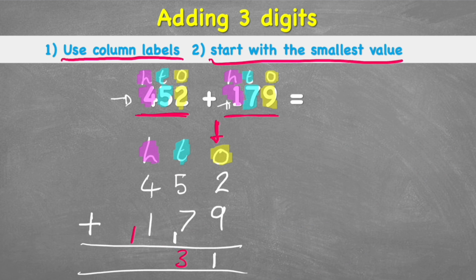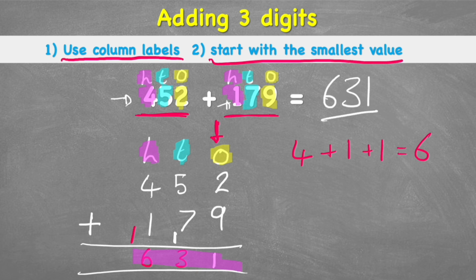Now I can start to work out my hundreds, and I have a 4 plus a 1 plus my new 1, and that equals 6. So I can fill my answer in, and I have a total answer of 631. Don't forget to always finish your question by finishing the number sentence. So 631 goes up here. Give myself a tick. Awesome.